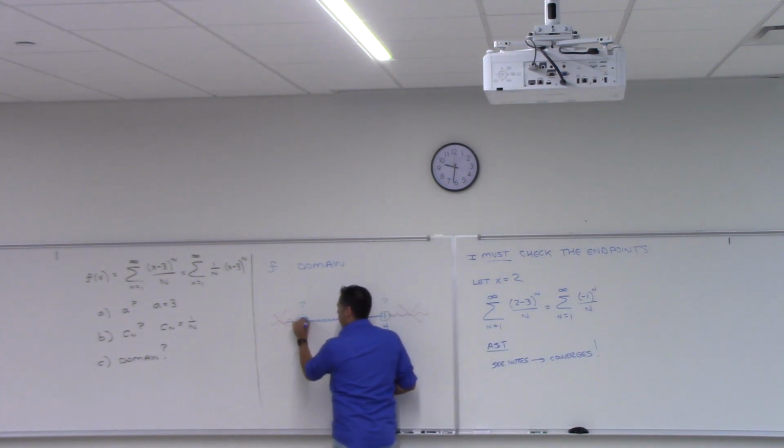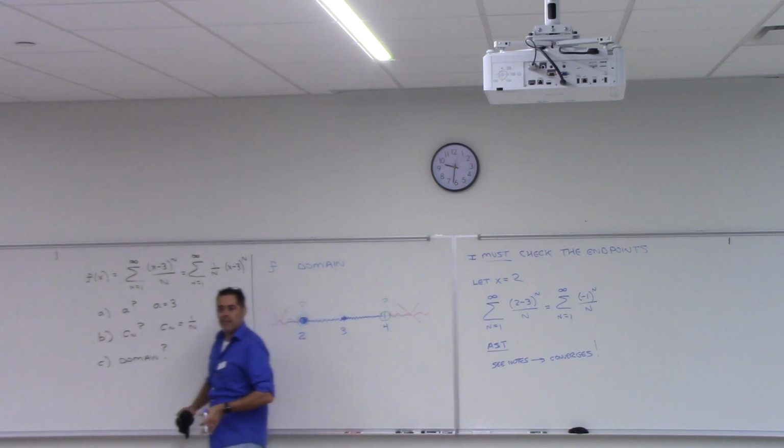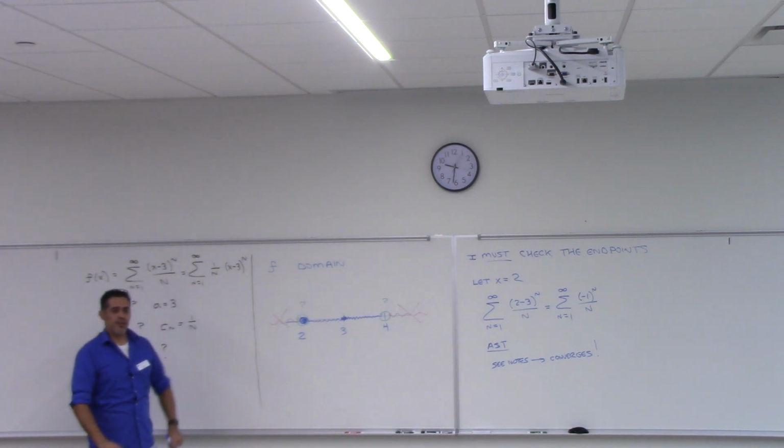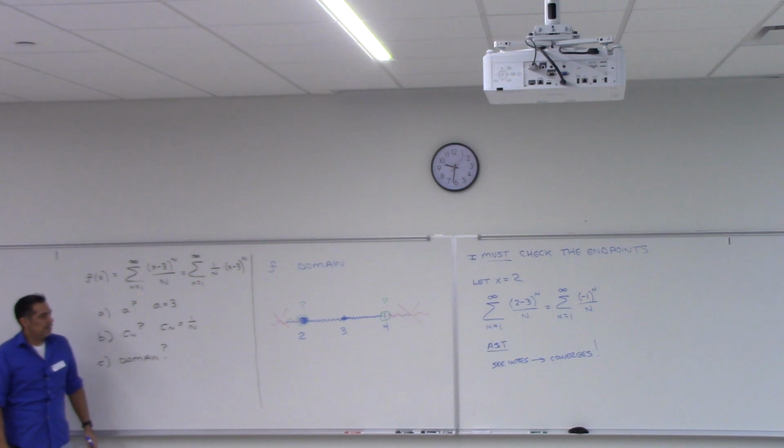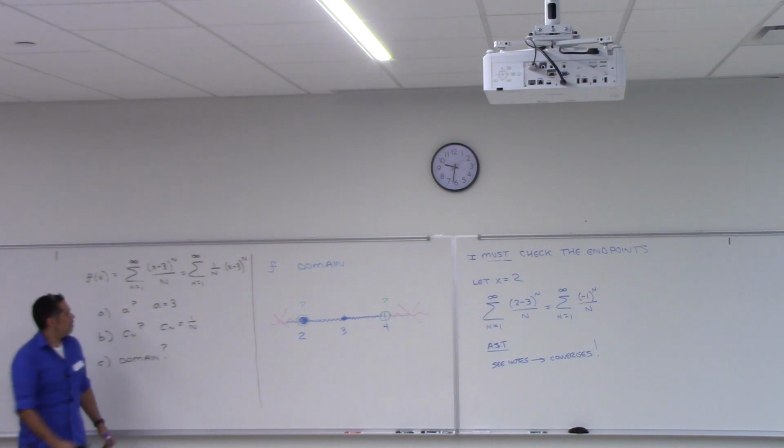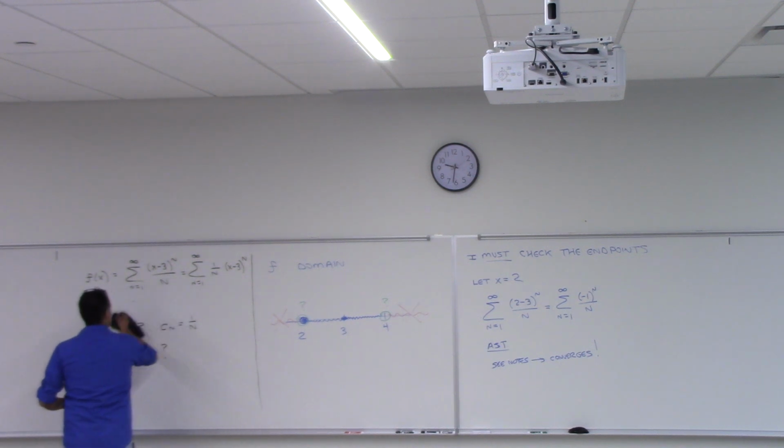Here, look, this is what that tells us. 2 is actually part of our answer. That is part of the domain, because when you plug in 2, you get convergence. Now what do I need to check? 4. See if I can erase this.